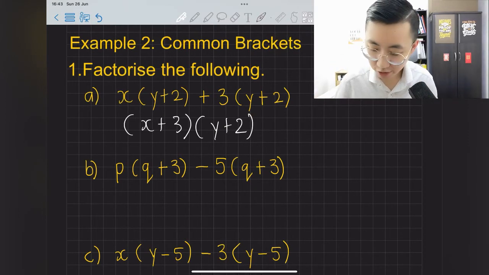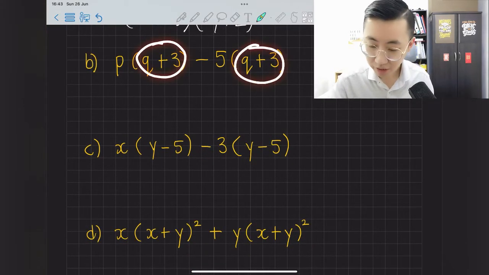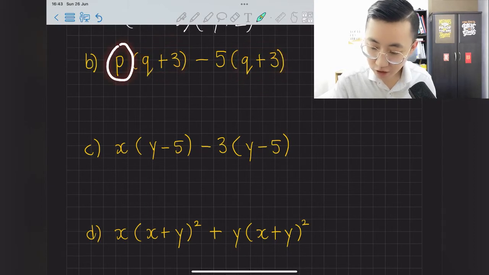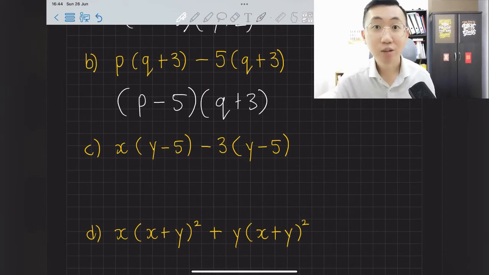Let's try more questions, okay? So the step will be, you can see the brackets are similar. Okay, so you take this, follow the operation, and this, as a single bracket. So p minus 5, close, and then you copy the similar bracket, q plus 3. So there you go, settle question B.